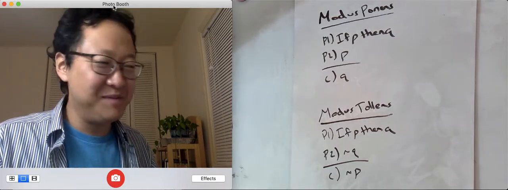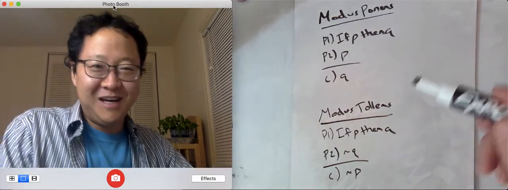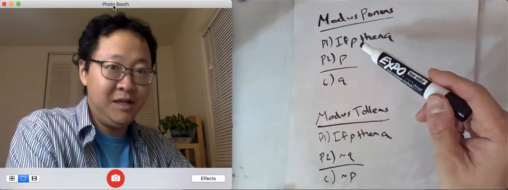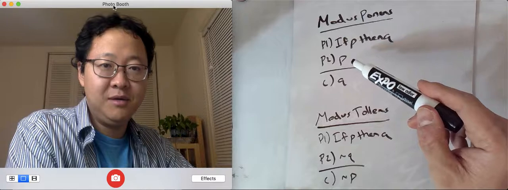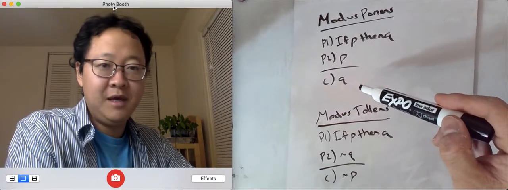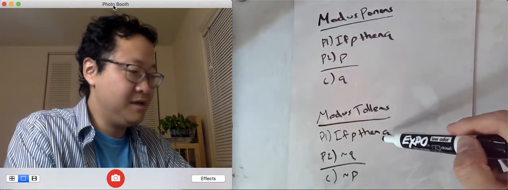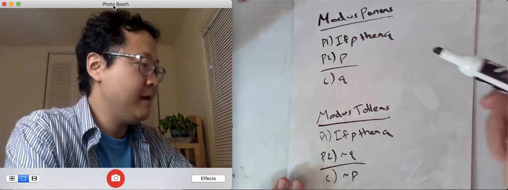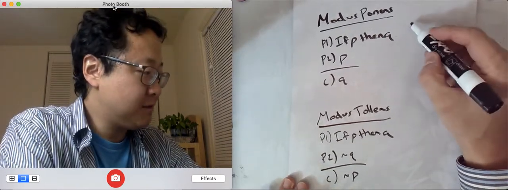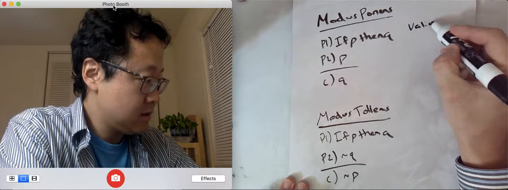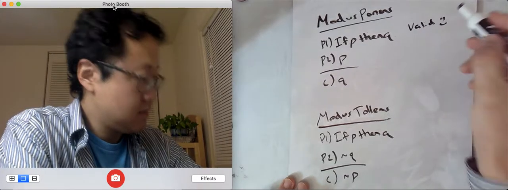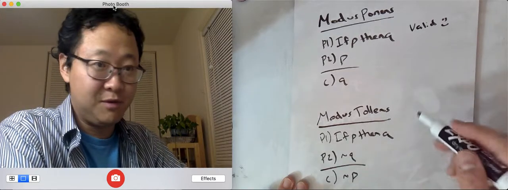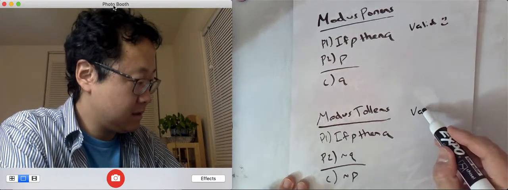Let's learn more argument forms. First, I want to remind us from last time we learned modus ponens, which is any argument in this form: if P then Q, P, therefore Q. And then modus tollens: if P then Q, not Q, therefore not P. We learned that any argument in this form is valid. Any argument in this form, modus tollens, is also valid.